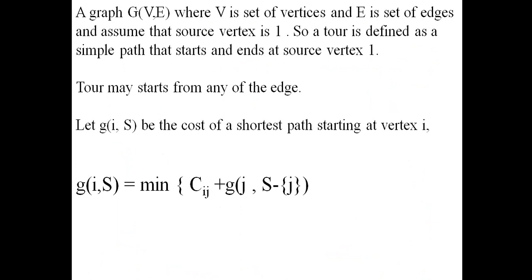A graph G, which we have seen previously, where V is a set of vertices and E is a set of edges, and assume that the source vertex is 1. A tour is defined as a simple path that starts and ends at the source vertex 1.